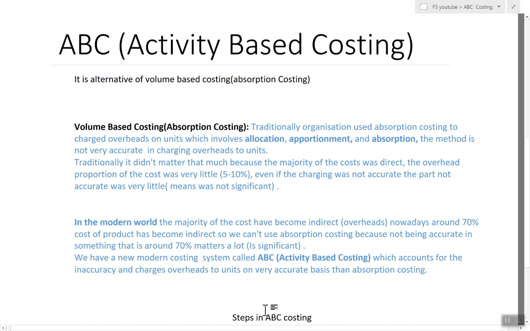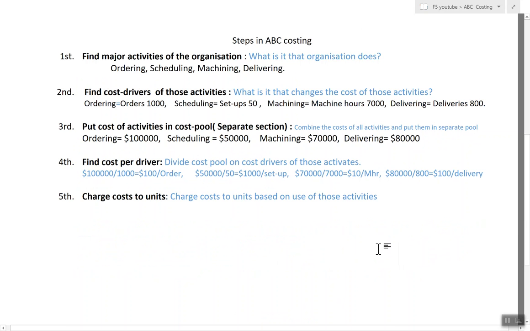The steps in ABC costing. Okay, the first step is to find the major activities of the organization. It is what the organization does. Like scheduling is an activity, ordering is an activity, machining is an activity, delivering is an activity. In absorption costing, we were finding departments, but here we are finding activities. And then find the cost drivers of those activities. Cost drivers are the driving factors of cost in those activities, meaning what increases and decreases cost in those activities.